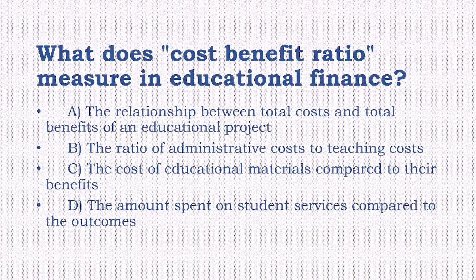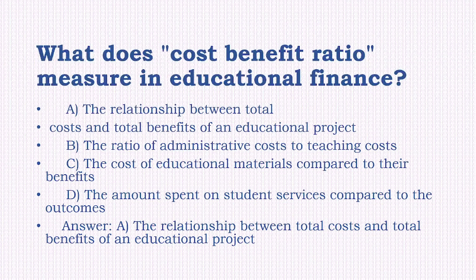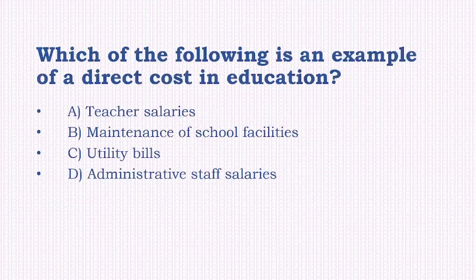Next, what does cost benefit ratio measure in educational finance? Options: the relationship between total cost and total benefit of an educational project, the ratio of administrative cost to teaching cost, the cost of educational materials compared to their benefits, the amount spent on student service compared to the outcomes. Answer of this question is option A, that is the relationship between total cost and total benefit of an educational project.